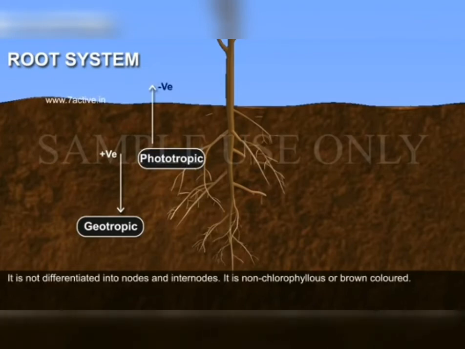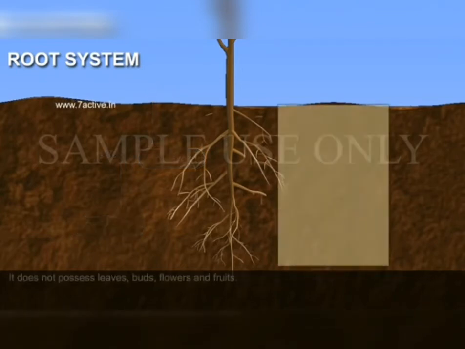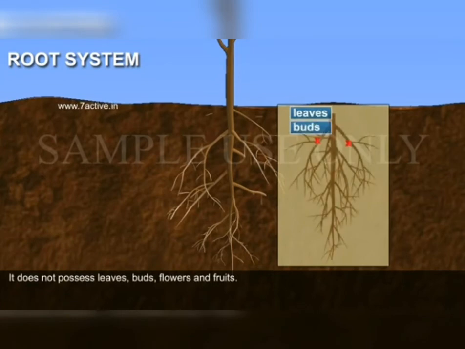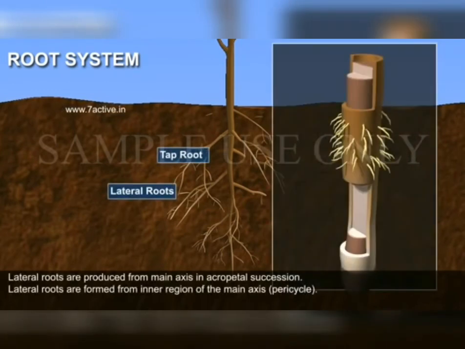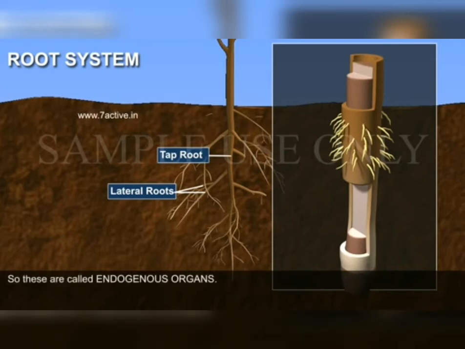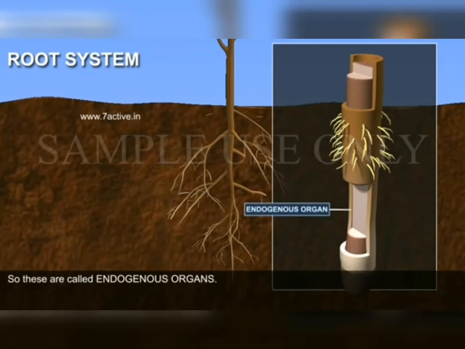It is not differentiated into nodes and internodes. It is non-chlorophyllous or brown-colored. It does not possess leaves, buds, flowers, and fruits. Lateral roots are produced from the main axis in an acropetal succession. Lateral roots are formed from the inner region of the main axis, the pericycle. So these are called endogenous organs.